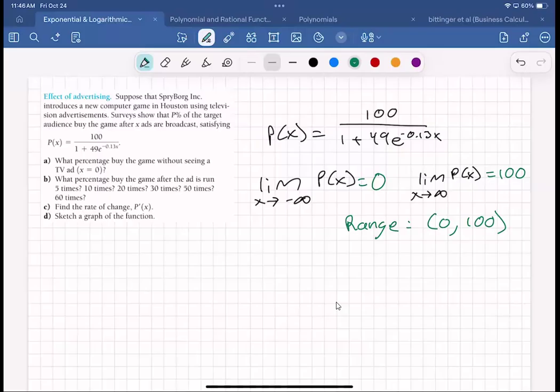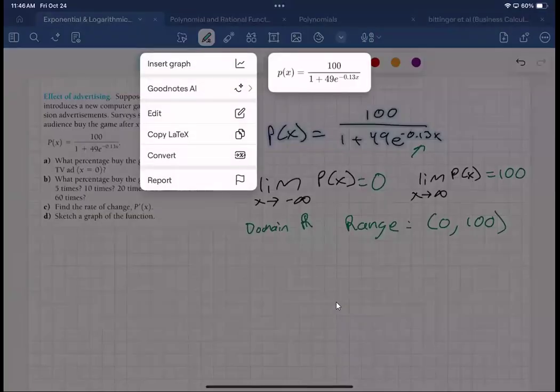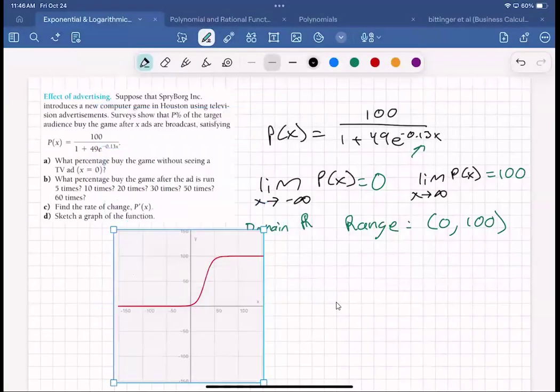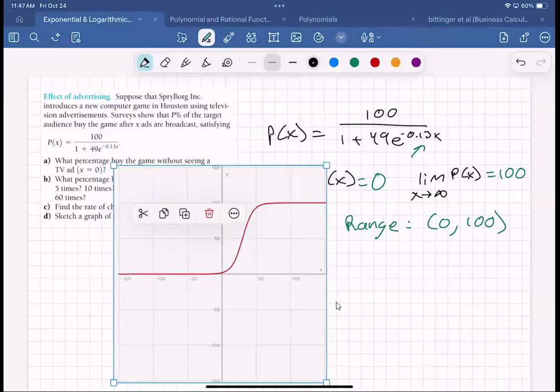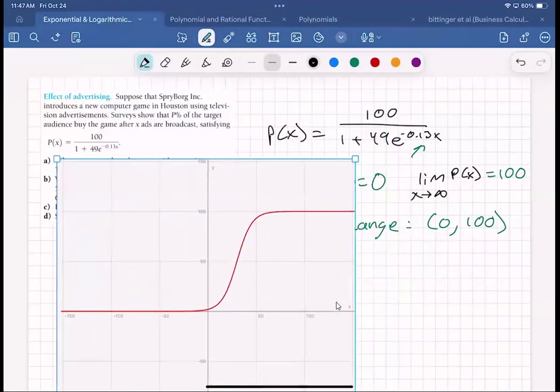Now, the domain for this, because it's exponential, is all real numbers. So because we're dealing with something that has an exponential element, the domain is still all real numbers. Just for the sake of space, I'm going to use the double R. But let's look at this graph. Okay. What stands out to you when you look at the graph here?